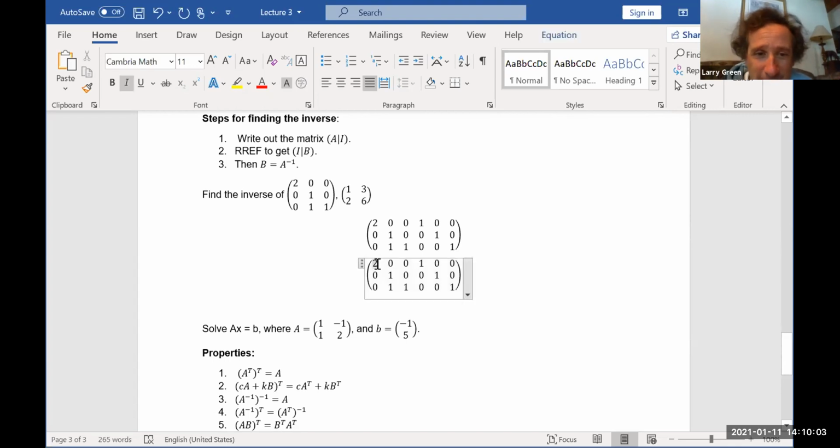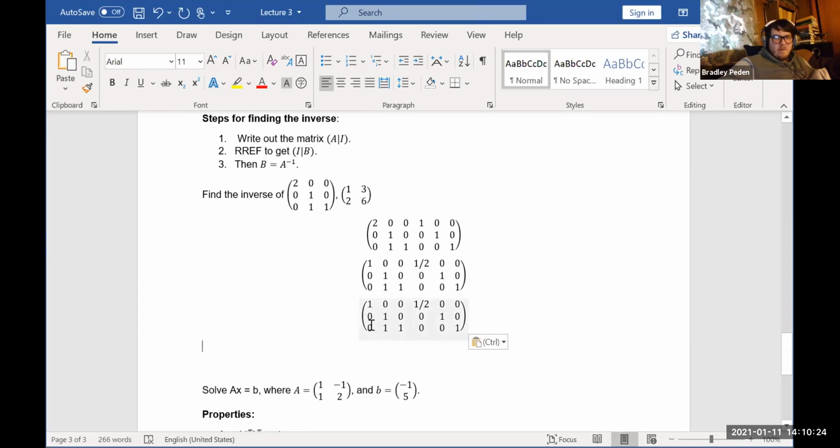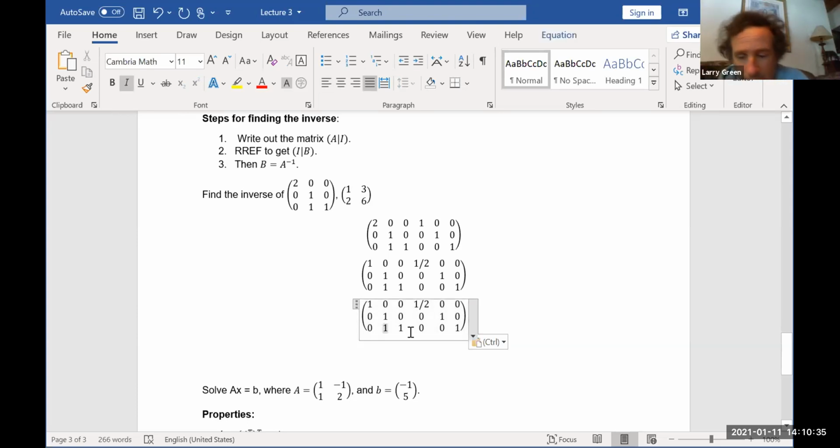Okay, so I'm going to multiply the first row by 1/2. And I get 1 there, and I get a 1/2 there. Look good so far? Okay, what's the next step? Multiply -1 by row 2, add it to row 3, and store it in row 3. So when I do that, this 1 becomes a 0, and then this 0 becomes a -1. Any questions on that?